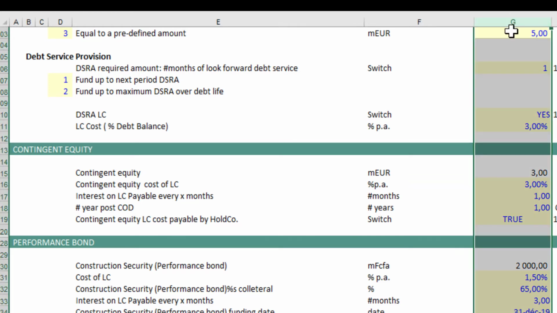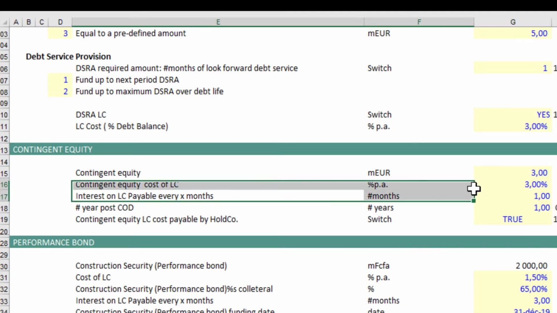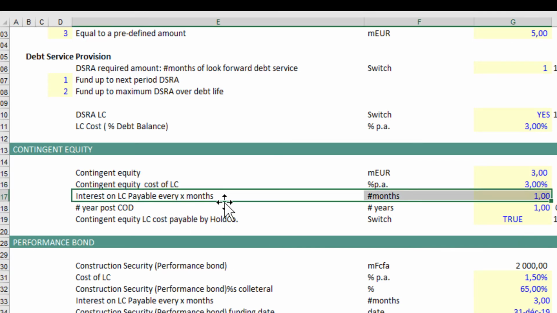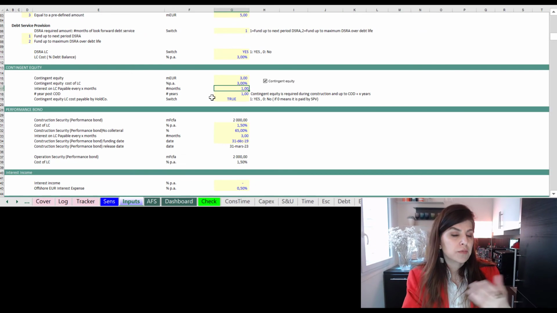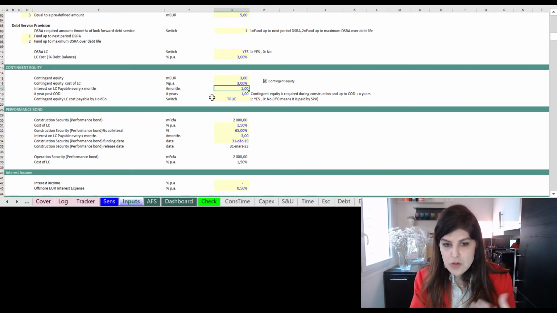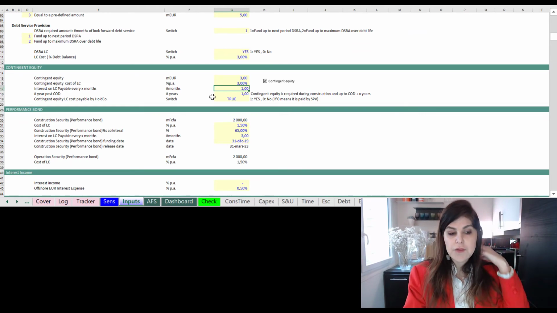Sorry, I need to color code it. I usually use the generic macro, but I don't want to slow it down. So you see that I have a 3 million contingent equity. That's something that has been agreed between sponsors and lenders, and there is a cost to it. For the LC it is 3%. Another flexibility as a parameter is the interest on the LC payable every 1 month, meaning it's payable on a monthly basis. Sometimes it's semi-annual, or quarterly. So I provided flexibility for the payment of this LC cost.